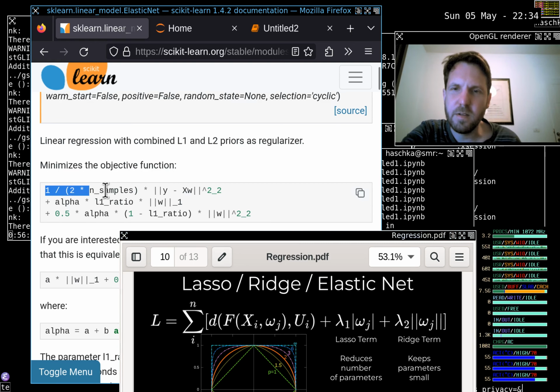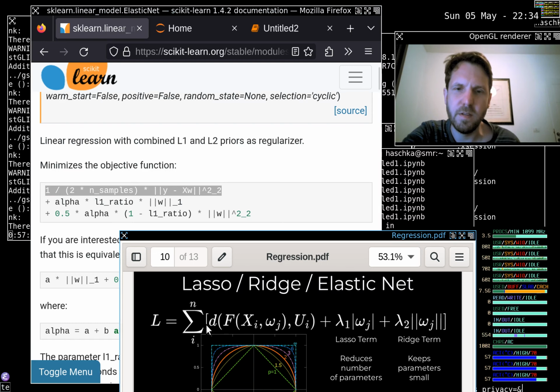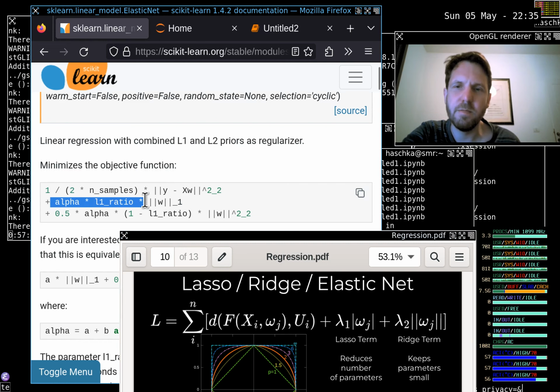So this here is the typical linear regression formula, okay? So here are our features x, this is the y. We have here this vector, which parameterizes our linear regression. And then we have here this is lambda 1, and this here is lambda 2, okay?